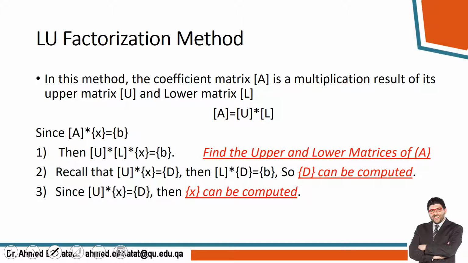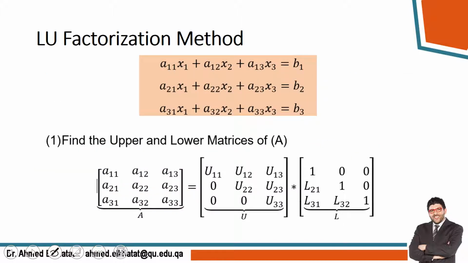So just to go quickly through the steps. First, we find the upper and lower matrices of A. Then we suppose that L U times X equals D, and we find D. Then we can find X. So how can we use it? Let's take this example, in which we have three equations.